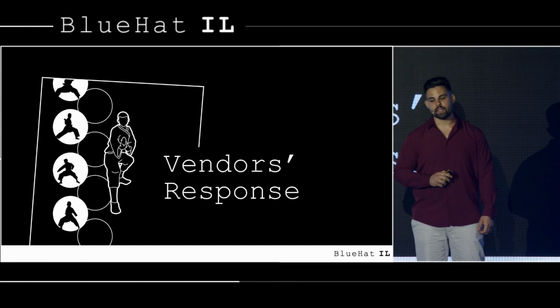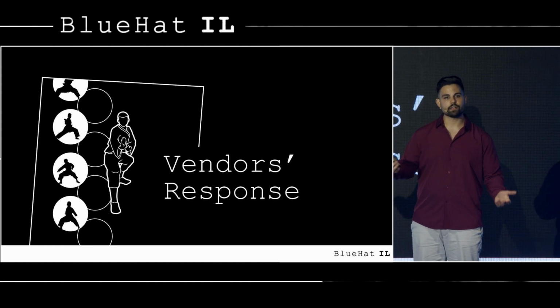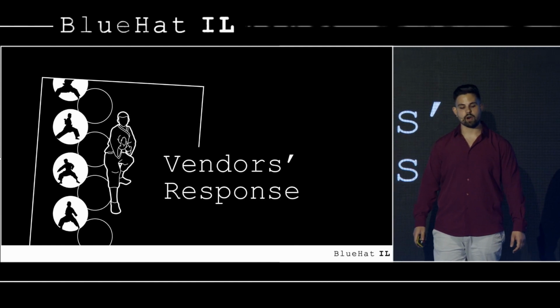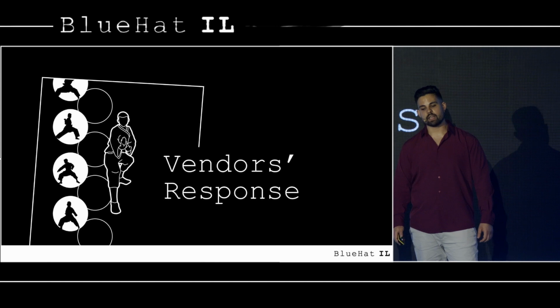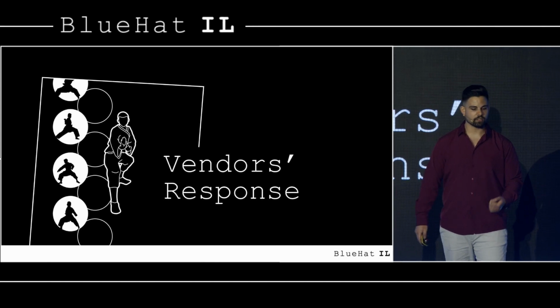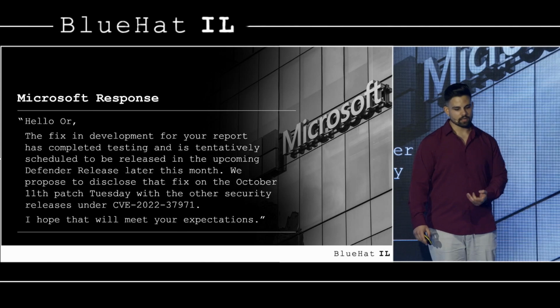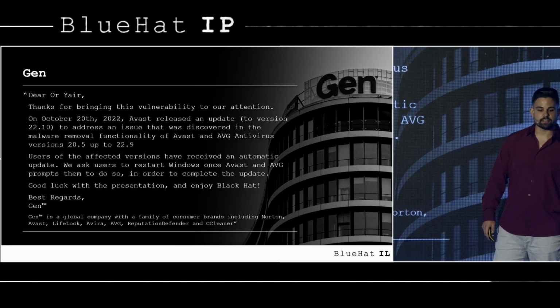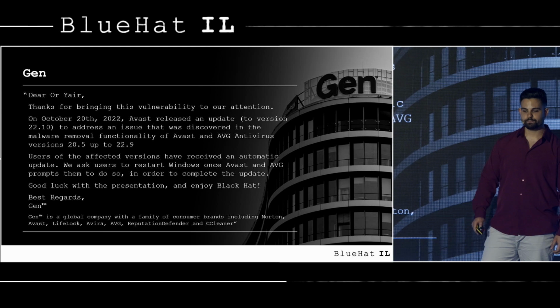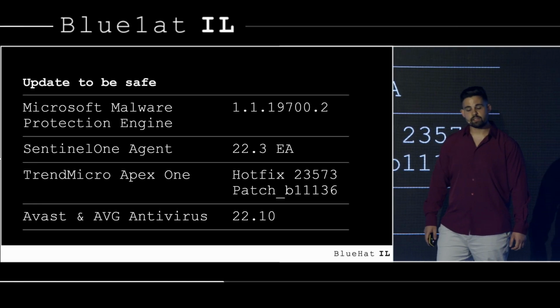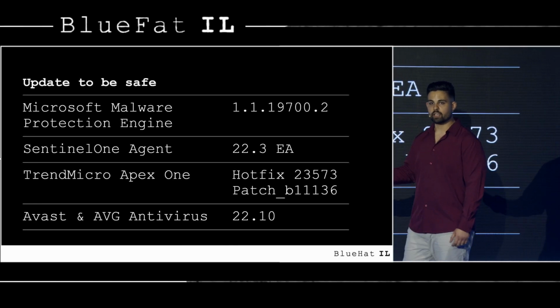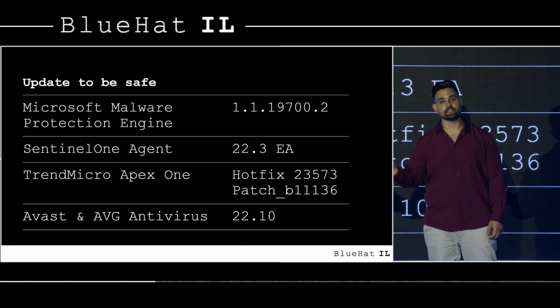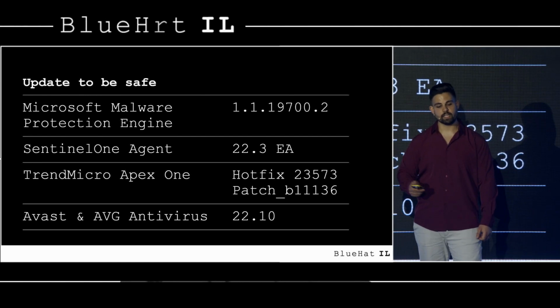Now, I do have some vendor responses in here. Overall, I have no complaints. They were pretty cooperative. They all fixed the issues. I won't read them to you, but you can take a look at the slides later. So we have Microsoft's response. They were very cooperative. This is true for Gen as well. These are the versions that you want to make sure you're updated to in order to be safe from these Aikido vulnerabilities.